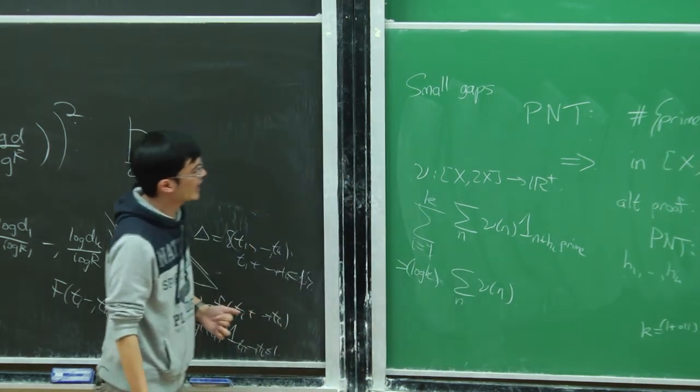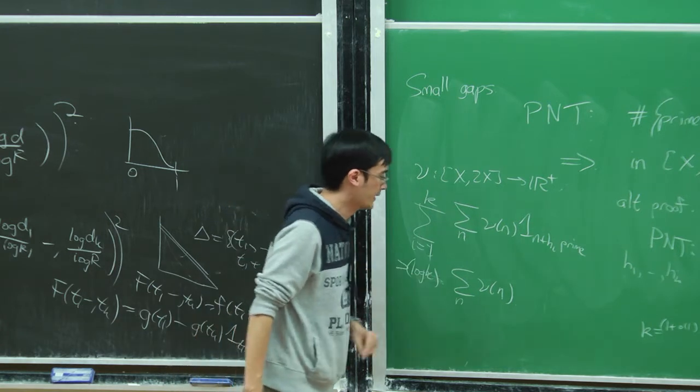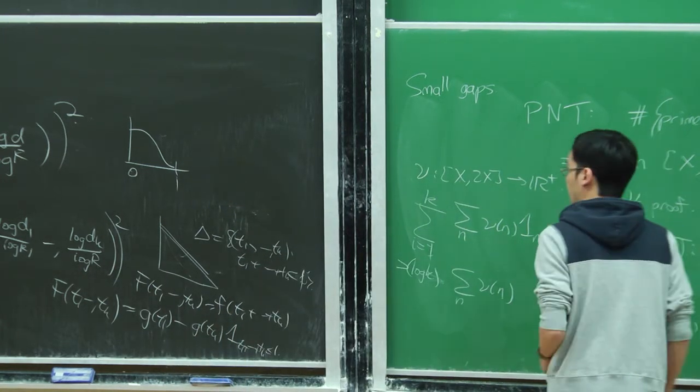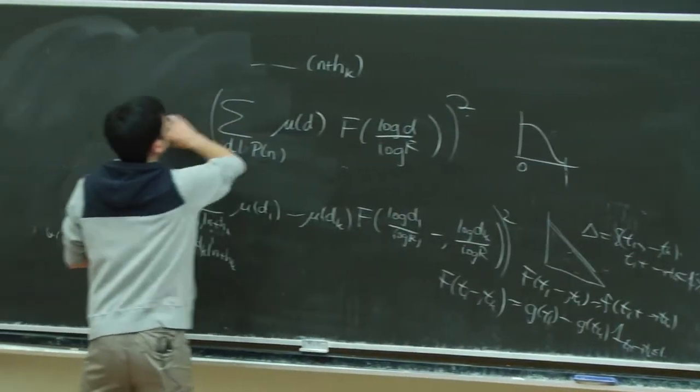And so he was in fact able to make this sum about log k bigger than this sum. And so in fact he proved more than just bounded gaps between primes.